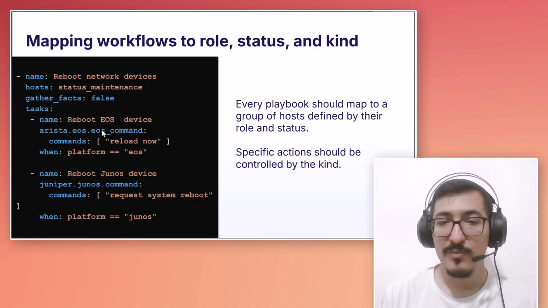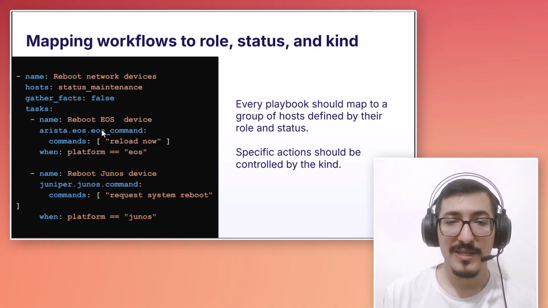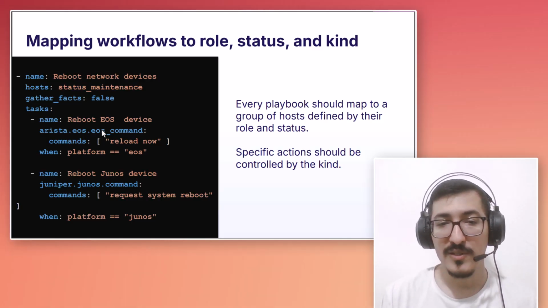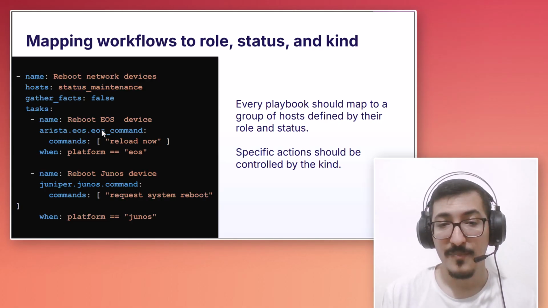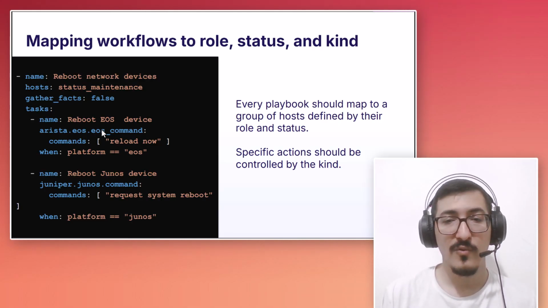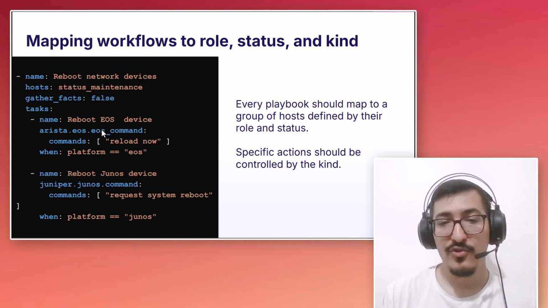Junos devices reboot using request system reboot. EOS devices use reload now. Cisco IOS XE uses reload first. FortiGate uses a different API call, and yet the workflow stays the same. You write one playbook, one maintenance workflow. That's the real value of mapping to role, status, and kind.